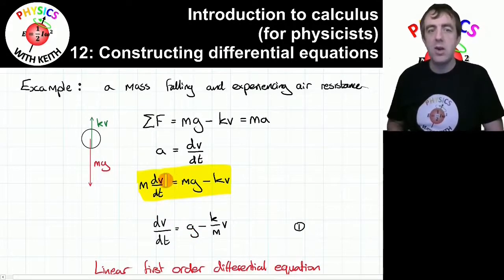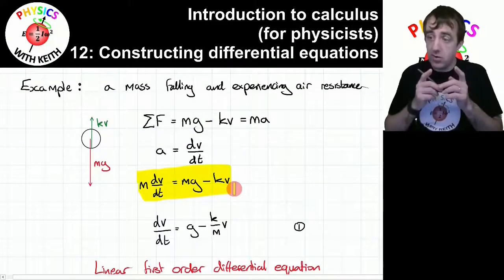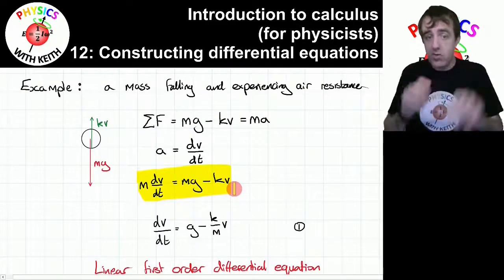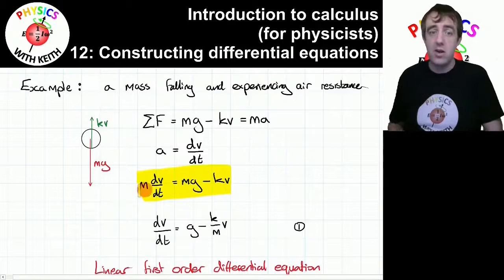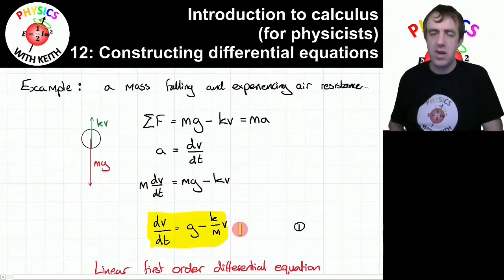Now you'll notice this equation has a rate of change and the v here as well. It has both the rate of change and the variable. So we considered the variables, and then we put them together, we've constructed our differential equation. And I'm just going to divide through by mass. And that gives me this equation here, which I'm going to call equation 1 for now. This is our differential equation.